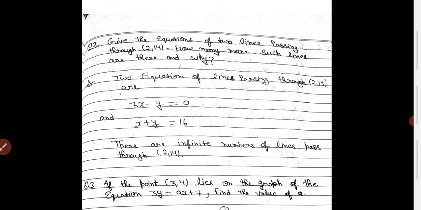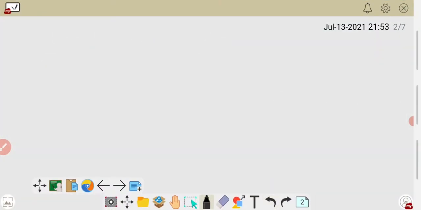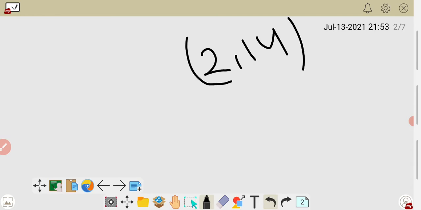Now come on to the second question. The second question is, give the equation of two lines that pass through 2 comma 14. Okay, you have one point 2 comma 14 and you have to write two equations which pass through this point. So just write two equations from your side to satisfy this point.